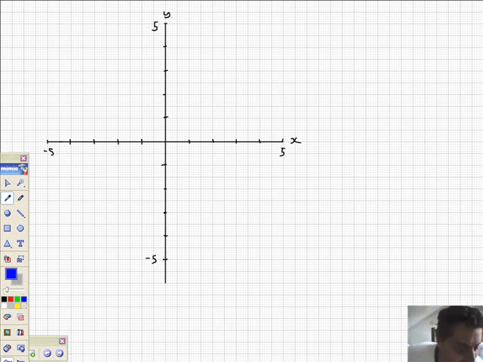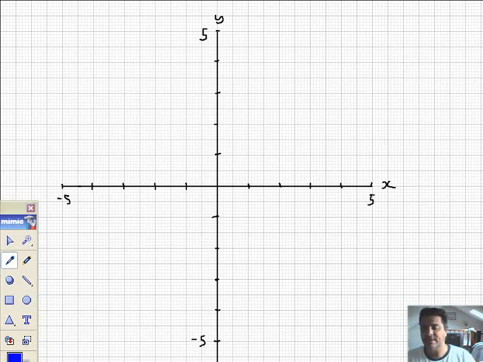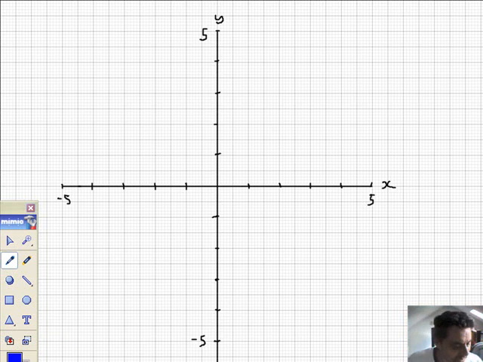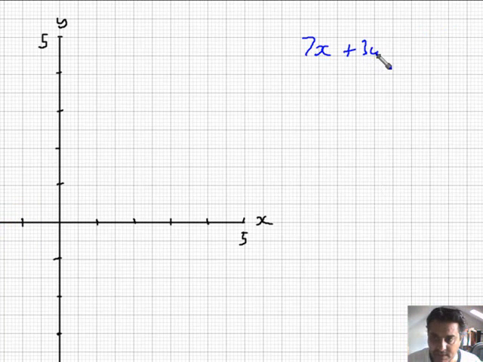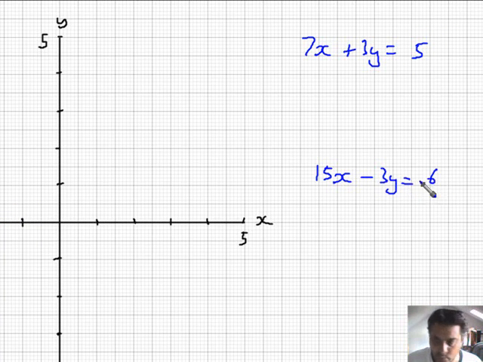A bit long-winded, and so there are shortcuts to plotting these lines, by not taking a whole series of values that you have to calculate for x and y for each line. Look at this, for example. This is 1e, on page 298. I've got an equation. It says 7x plus 3y equals 5, and I've got to solve it simultaneously with this one: 15x minus 3y equals 6.